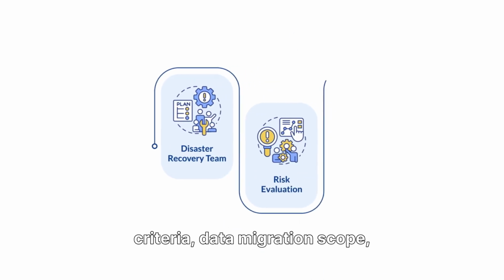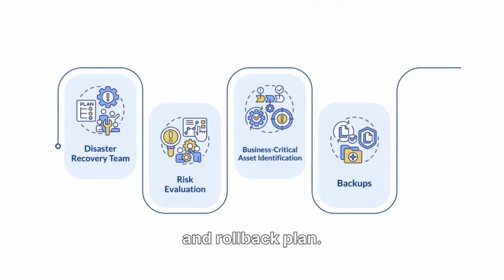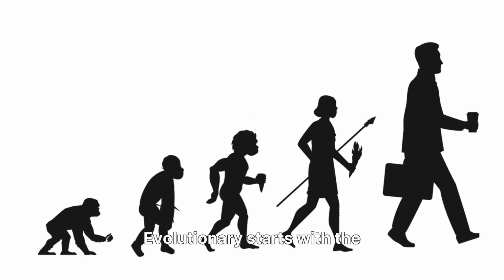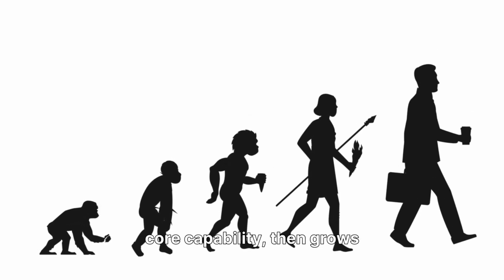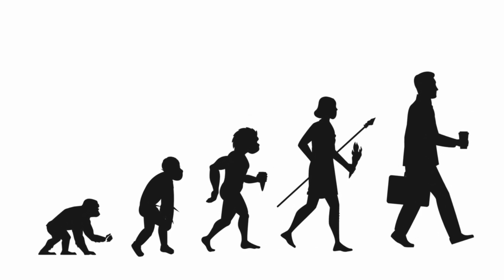In practice, define for each increment the release criteria, data migration scope, and rollback plan. Evolutionary starts with the core capability, then grows quality and scope over time. It works best when the core requirements are clear.